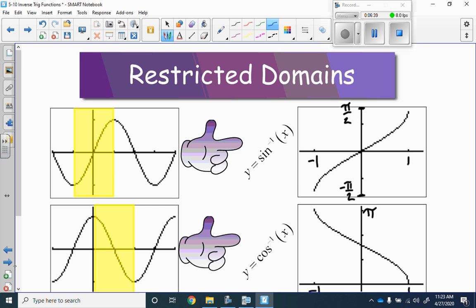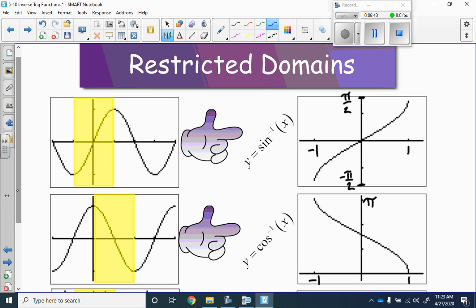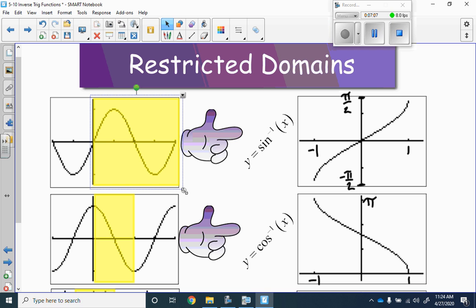Well, we have to do the same thing when it comes to our sine, cosine, and tangent. We have to restrict the domains so that the inverse ends up being a function. So let me start out with the sine function here. If I were to take this yellow box right there and extend it from 0 to 2 pi, you'll notice that it passes the vertical line test. It does not pass the horizontal line test. So that means the inverse is not a function.